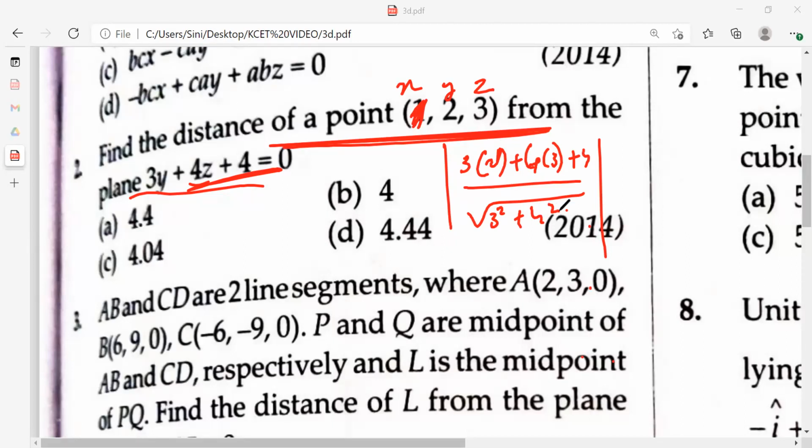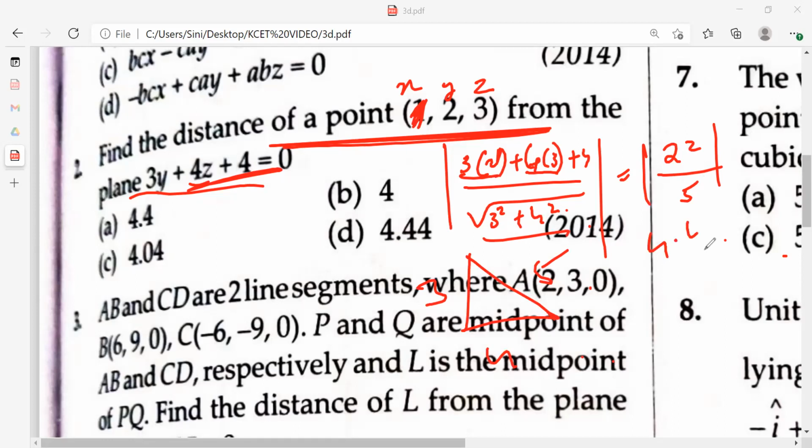What is the answer I'm getting here? On the top, I will get 3 into 2, 6. 6 plus 12 is 18, 18 plus 4 is 22. So mod of 22 divided by what is this thing? 5. 3, 4 is a triangular number, so the hypotenuse is 5. 22 by 5 is 4.4. That's my answer.